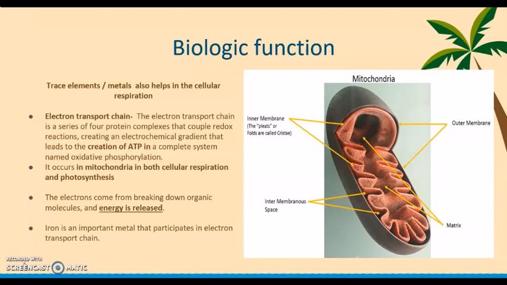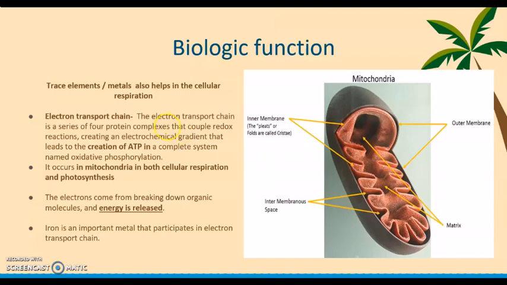Dito sa slide na to, makikita natin ang isang napaka-importanteng function ng ating pong mga trace elements kung saan sila po ay involved sa pag-process ng energy ng mga cells natin. Ito ang tinatawag nilang electron transport chain. As we also see in our slide, makikita natin na the powerhouse of the cell is the mitochondria. And so therefore, dito po yung paggawa po natin ng adenosine triphosphate.